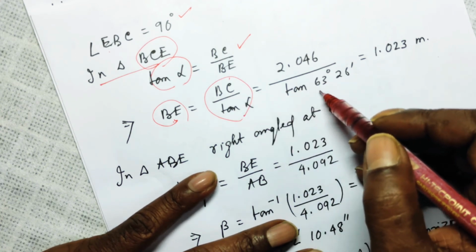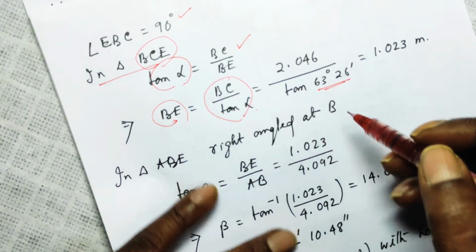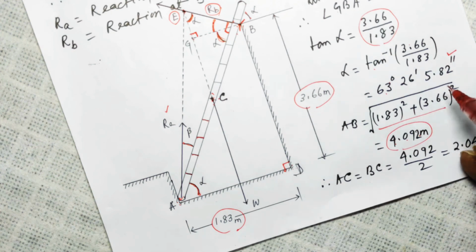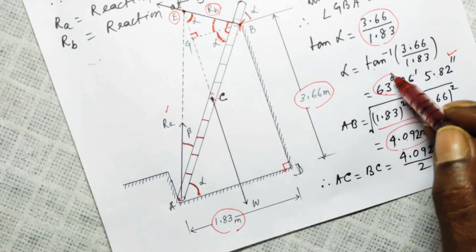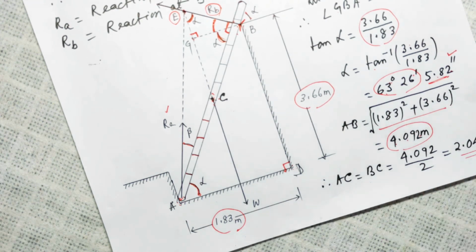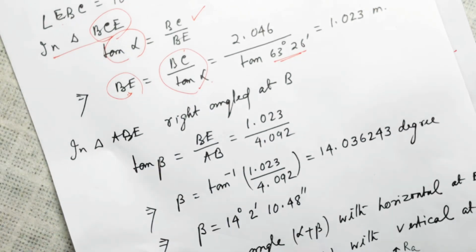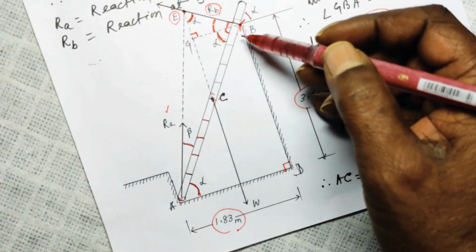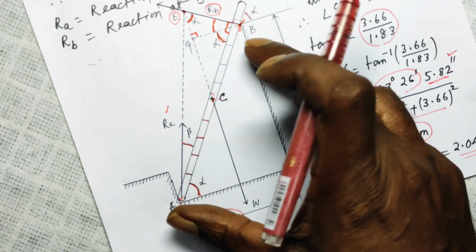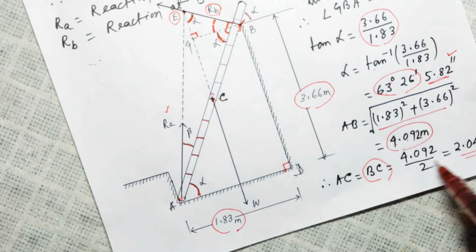Tan alpha we have calculated as 63 degree 26 minute 5.82 seconds of arc. I am only considering this much and neglecting these smaller parts of the angle. And BC we just also calculated. From B to C is half of the length of the ladder, which we calculated as 2.046.